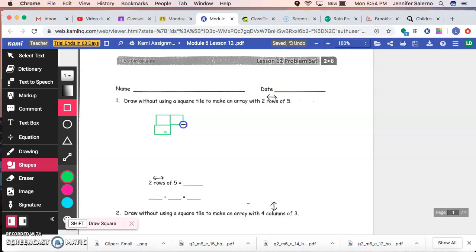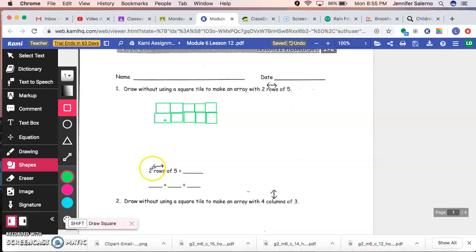I'm going to do 1, 2, 3, 4, 5. 3, 4, 5. Okay? So I have 2 rows with 5 in each row. So now that's all I have to do for up here. Now again, remember, squares, no spaces, okay?